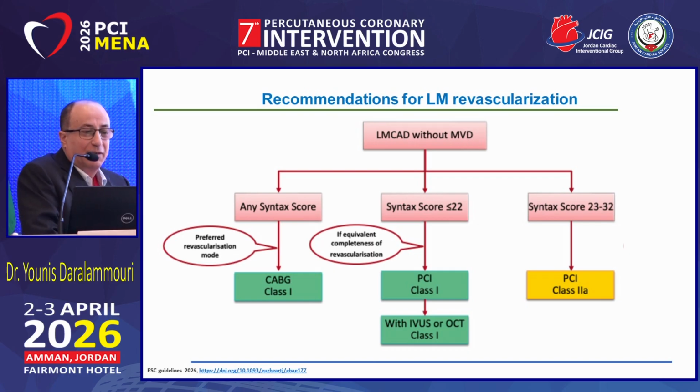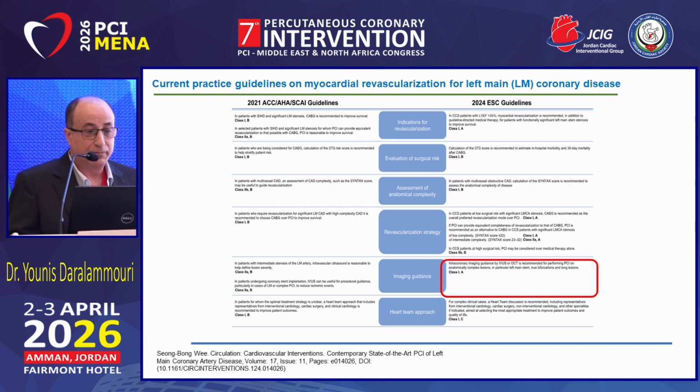According to ESC guidelines recommendation, if the SYNTAX score is less than or equal to 22, PCI may be considered if complete revascularization is achievable. If the SYNTAX score is between 23 and 32, PCI has a class 2A indication. However, CABG is the preferred intervention mode. This slide compares AHA guidelines and ESC guidelines. An important update is that imaging now has a class 1A indication for left main PCI.